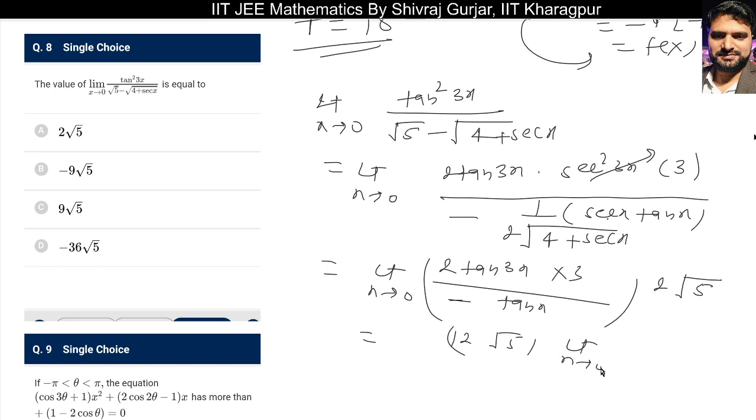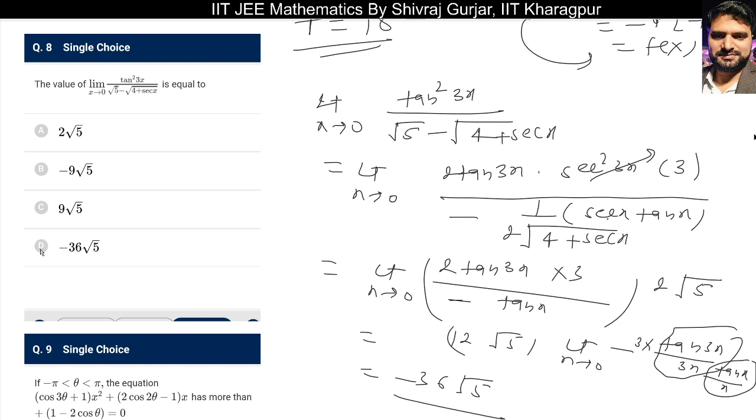Limit x tends to 0 of minus tan 3x. This needs 3x, and tan x needs x. Okay, we are giving 3x in the tan, so we have to multiply by 3 here also. This is 1 and this is 1, so we have minus 36 root 5 as our limit.